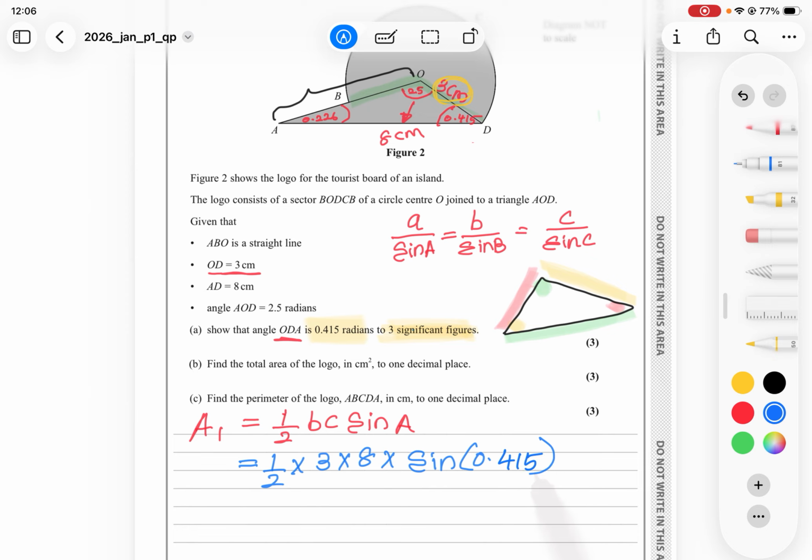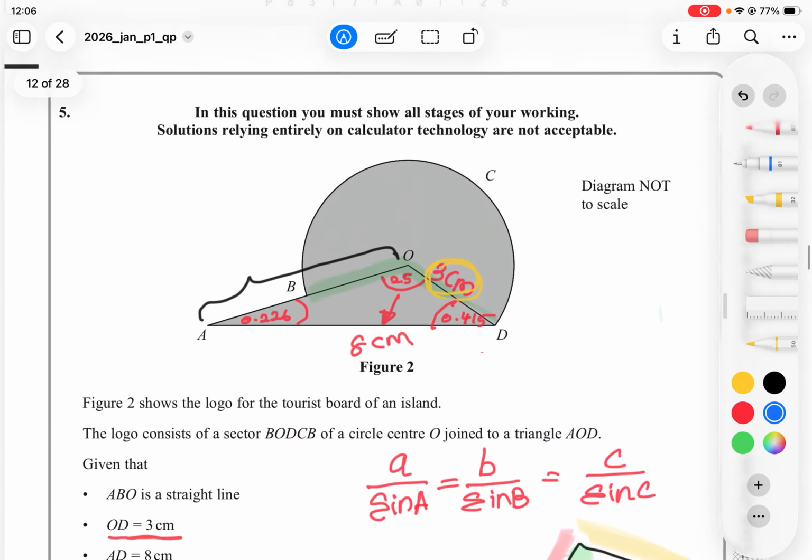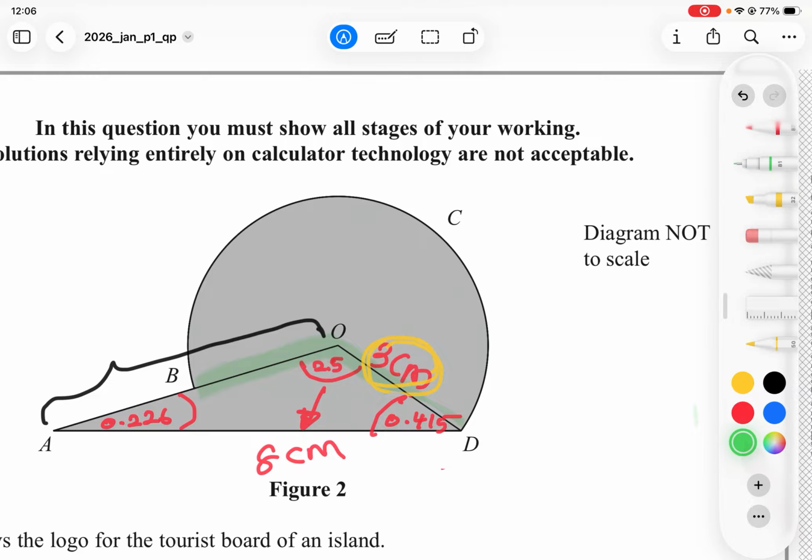Something interesting to notice is, even if you couldn't do part A, since the angle ODA is given to us, we can still go for part B. That's a helping hand provided by the examination, so that you can continue with part B without part A as well. This is your A1. And my second, the sector, would be this one.